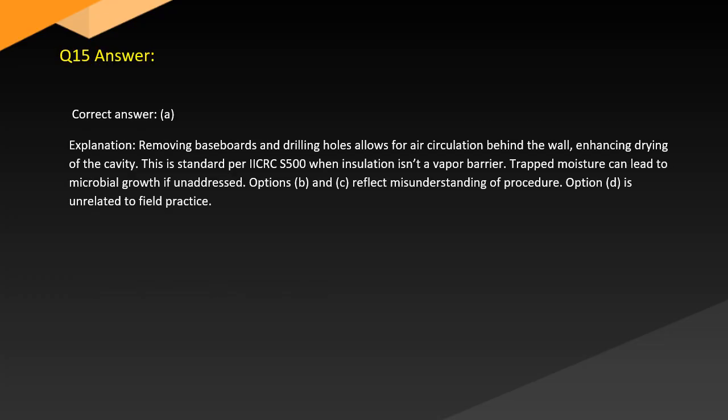Correct answer: A. Explanation: Removing baseboards and drilling holes allows for air circulation behind the wall, enhancing drying of the cavity. This is standard per HVACR. When insulation is in a vapor barrier, trapped moisture can lead to microbial growth if unaddressed. Options B and C reflect misunderstanding of procedure. Option D is unrelated to field practice.